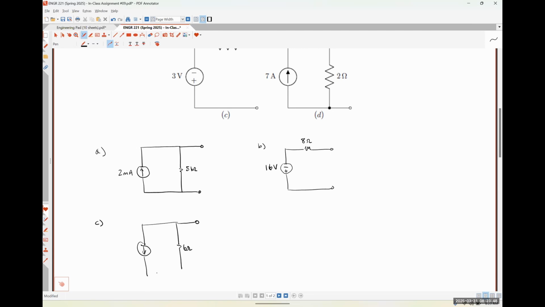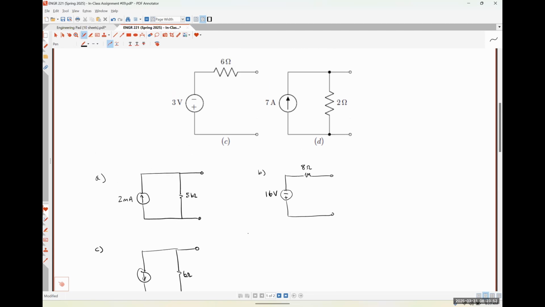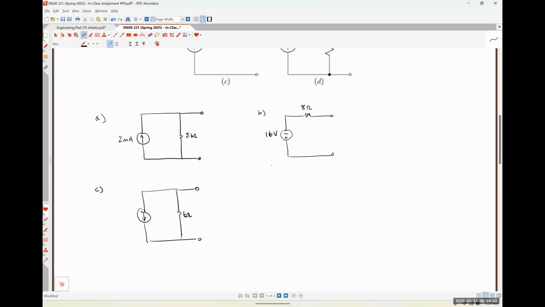What's the value of the current source? So I heard 2 amps, which I believe is incorrect. Half an amp, right? So V divided by R. So 3 over 6 is 1/2 of an amp. Okay.